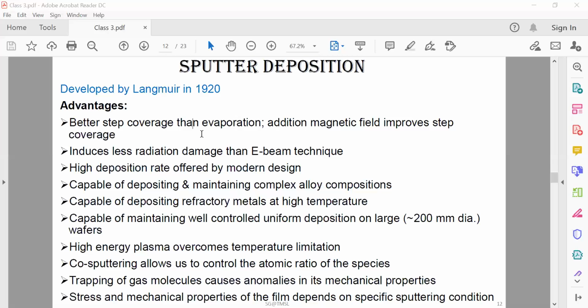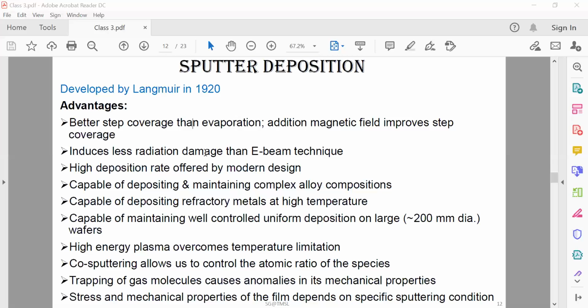So there is a need that all the steps should be covered by the aluminum, or whatever material film you are using, so that you get a planar metal on the surface. Planarity is another important aspect when you deposit any film. To ensure planarity, you have to use techniques which cover all the steps. Sputter deposition is one such technique, where the step coverage is better than evaporation.